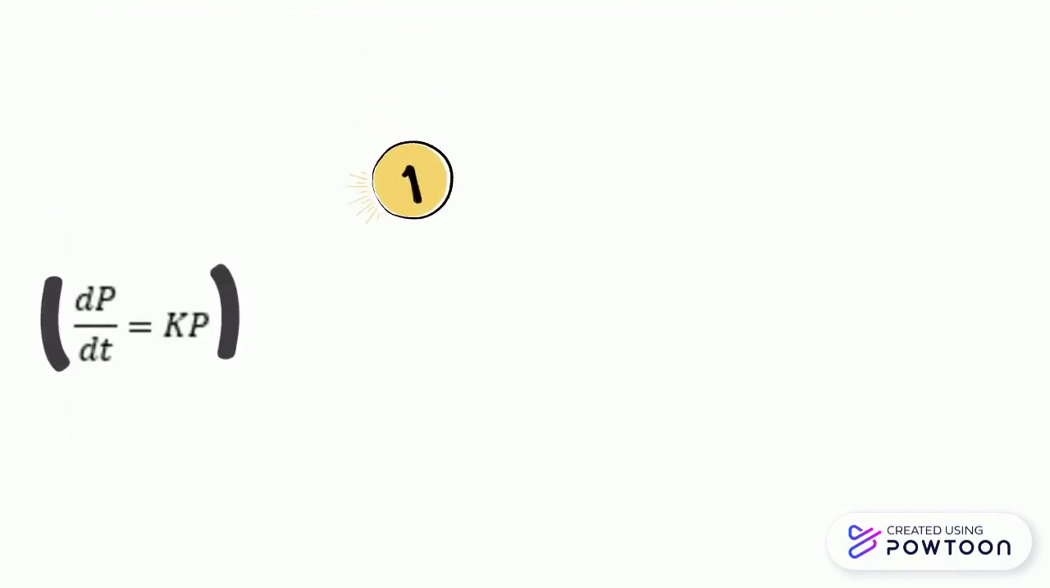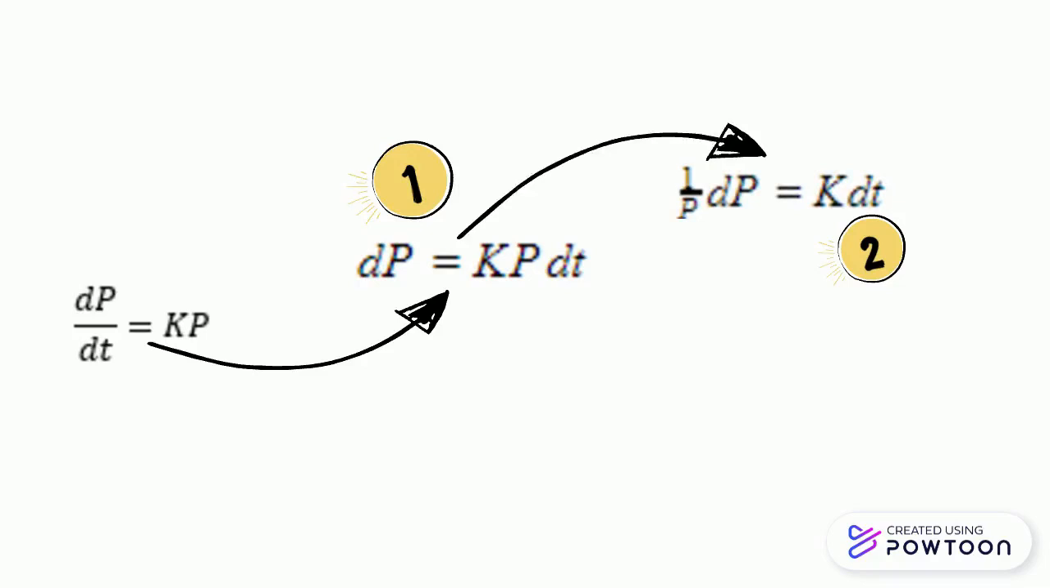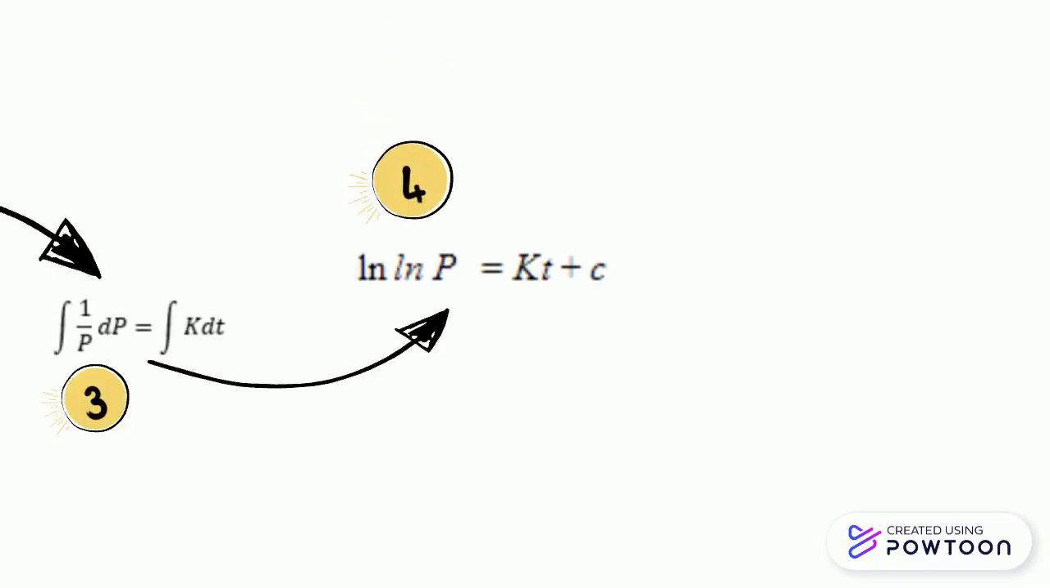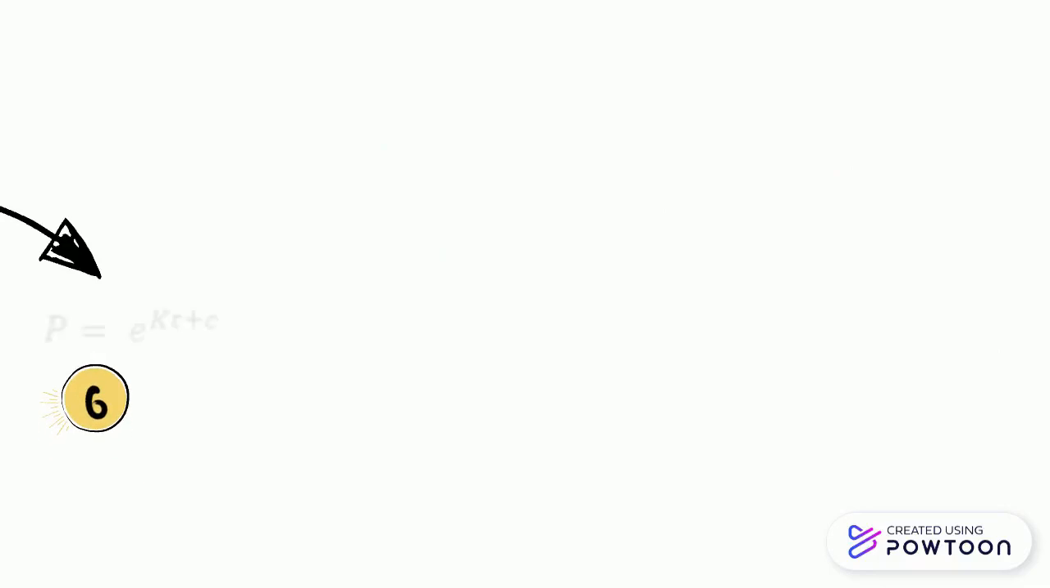So for our first step, we're going to multiply both sides by dt. We then go and divide by P. Then we integrate both sides, where C is the general constant. Then we raise e to both sides. Then, our logarithm is 1, so we only remain with P on the left side.